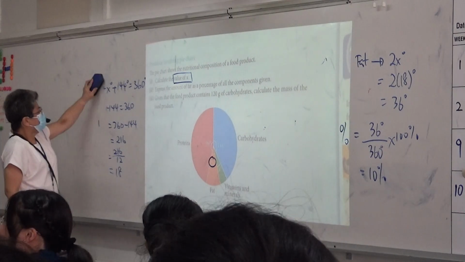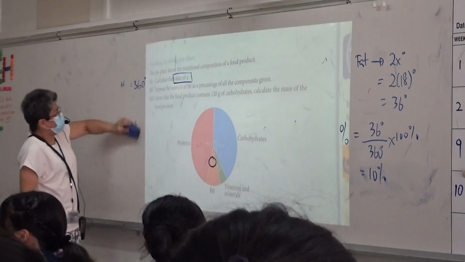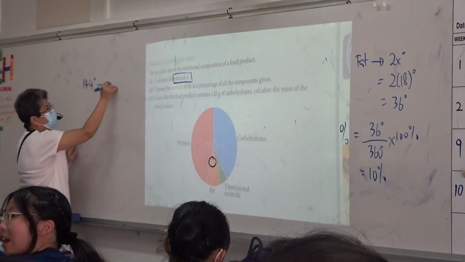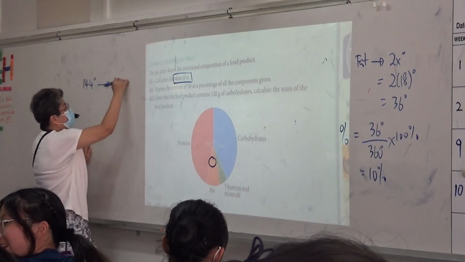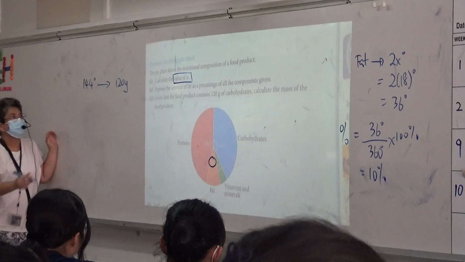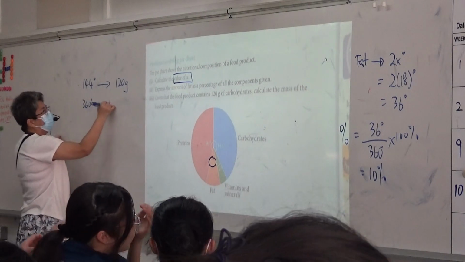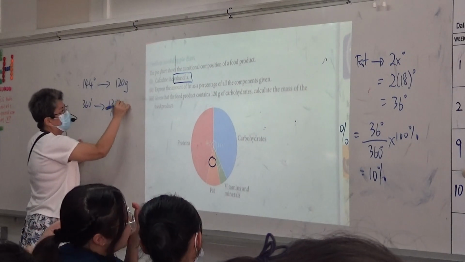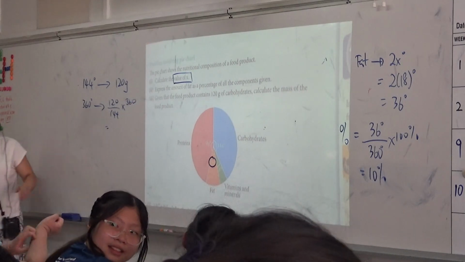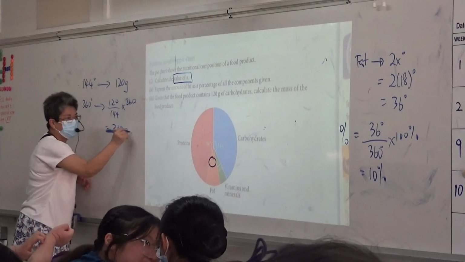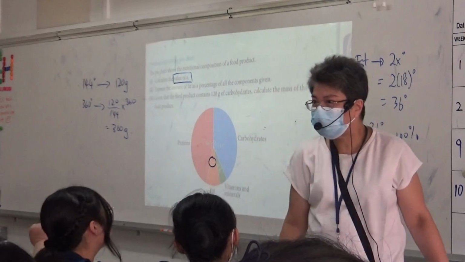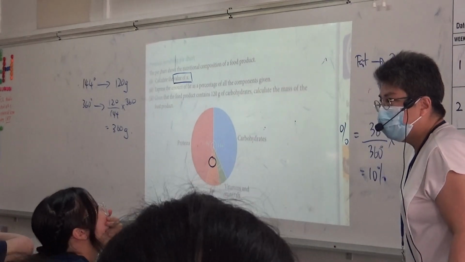Yes. Now, how many degrees is carbo? Yes, 144 degrees correspond to 120 grams. The whole food product is how many degrees? 360. Very good. Now, can you see I use the usual? Can you see that? Okay, so I will get the whole food product as what? 300 grams. Is that clear? Is that clear? So what I'm saying here?